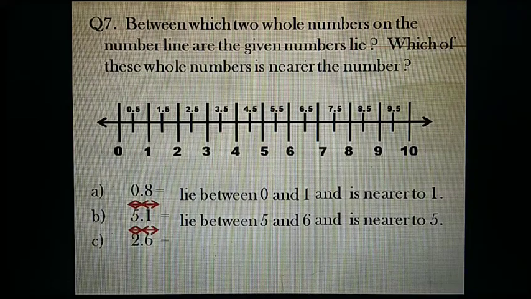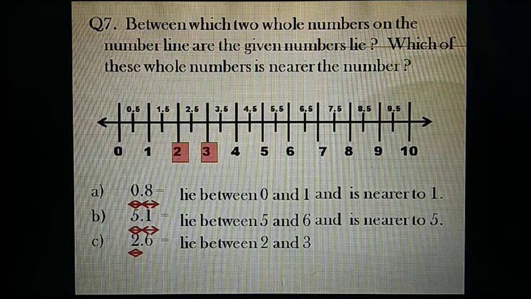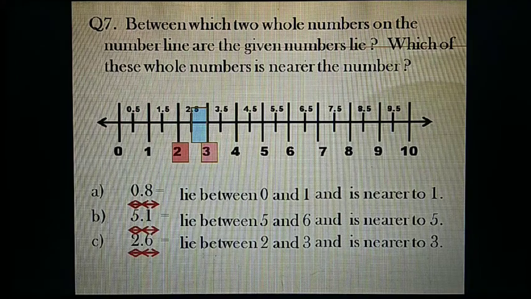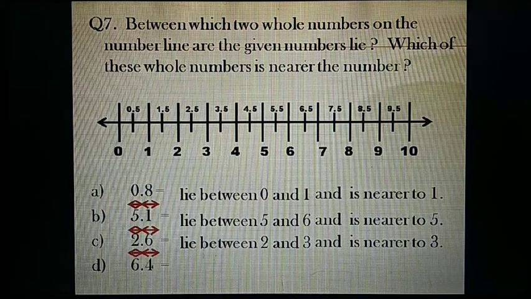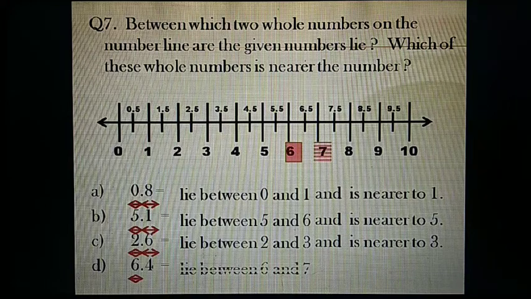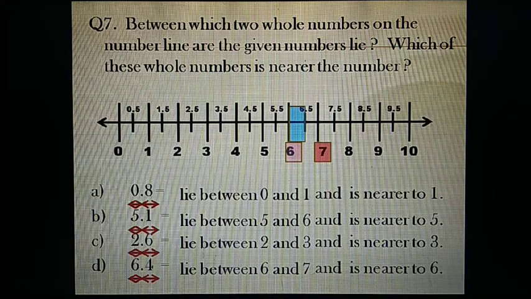The next number is 2.6. 2 is the whole number. It will lie between 2 and 3. 0.6 is the decimal part, which will come between 2.5 and 3 and is nearer to 3. The next number is 6.4. 6 is the whole number part, so it will come between 6 and 7. 0.4 is the decimal part, which means it is between 6 and 6.5, so it is nearer to 6.